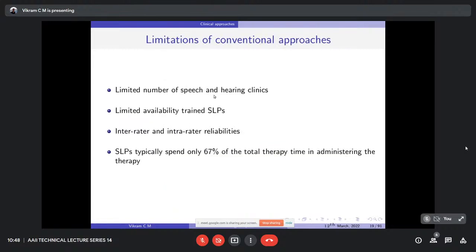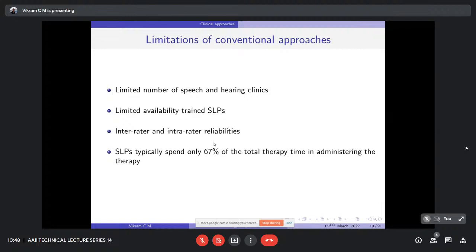Generally, just now I explained that clinically, different diagnostic tools are used for the evaluation of the pathological speech signal, but there are some inherent limitations. One is, as I said, we need speech language pathologists, but the availability of expert or trained SLPs is very less in some developing countries.